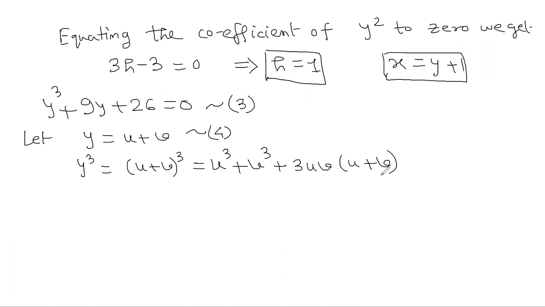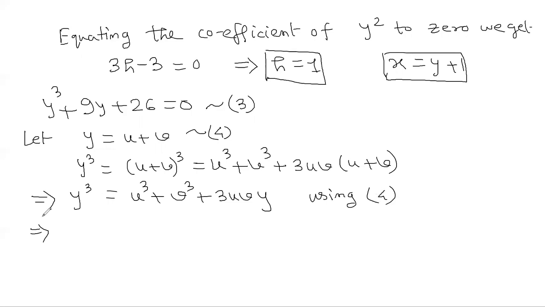Now what is u plus v? You have assumed this to be y, right? So what do you get over here? It is y cube equals u cube plus v cube plus 3uv into y. So using 4, you are getting y cube minus 3uvy minus u cube plus v cube equal to 0. Let it be equation number 5.